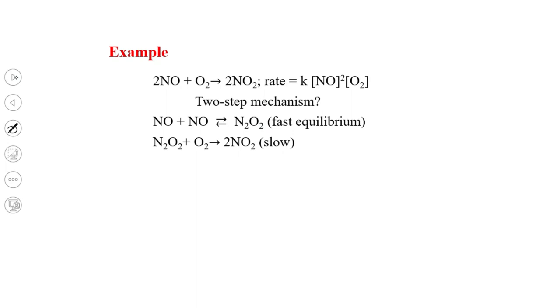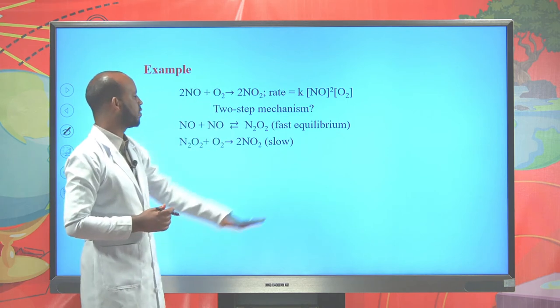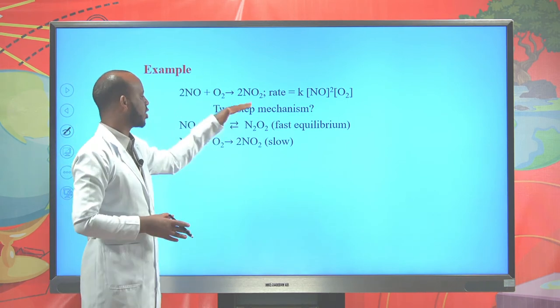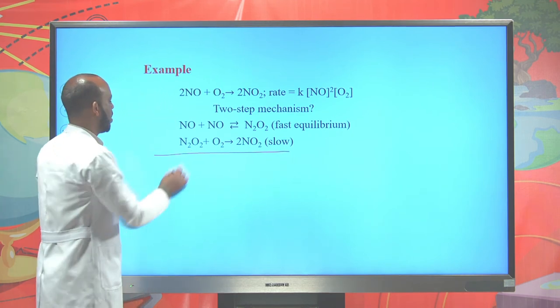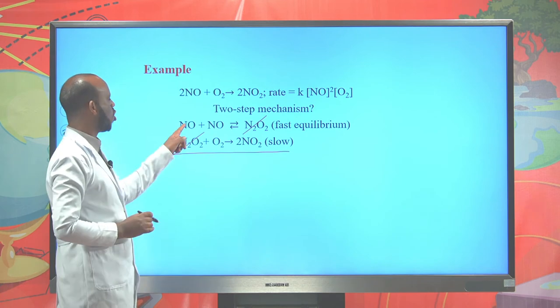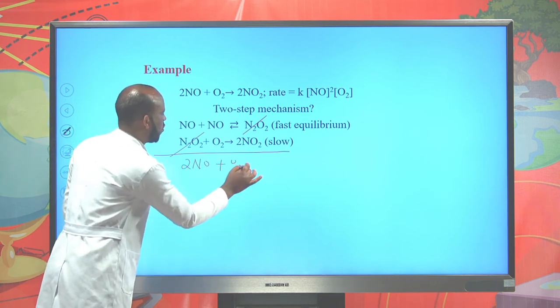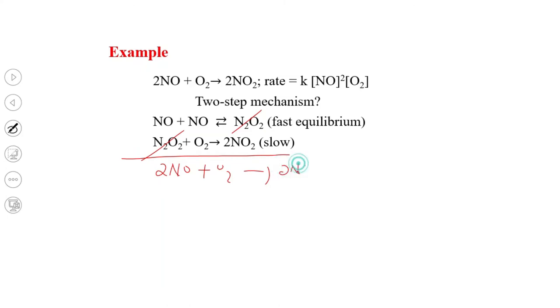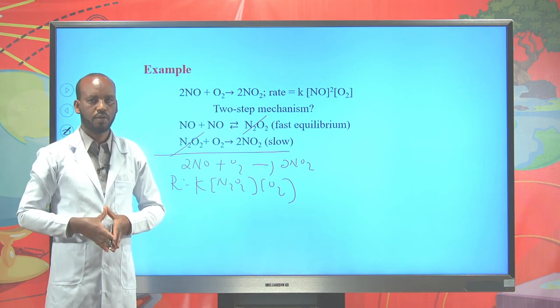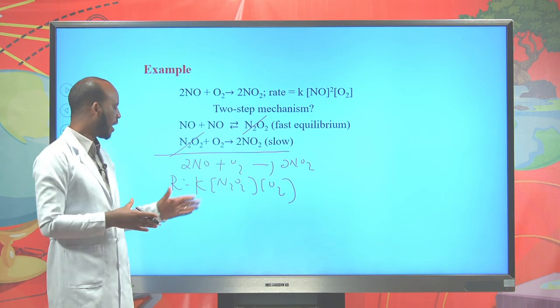Example, look at this reaction. This is the overall reaction of these elementary reactions. Elementary reactions add up to give the overall reaction. You see, N2O2 will be cancelled by this. NO plus NO is 2NO, plus O2, forms 2NO2. The slowest step is the rate determining step. Therefore, the rate of this reaction equals k times the concentration of N2O2 times the concentration of O2. But N2O2 is an intermediate. Intermediates do not appear in the rate law expression.